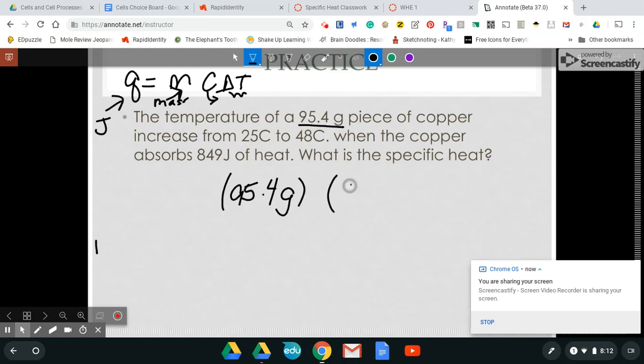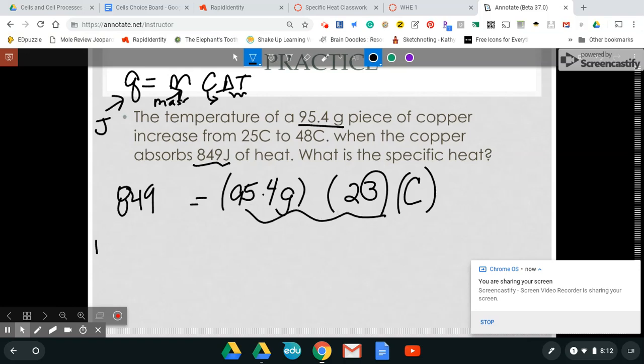So the change in temperature is 23. And you don't know C, the specific heat, but you know Q, which is 849. So you're going to solve this like a normal algebra problem. Multiply these, so 95.4 times 23, which gives you 2,194.2, and then you divide that so that you isolate your variable.